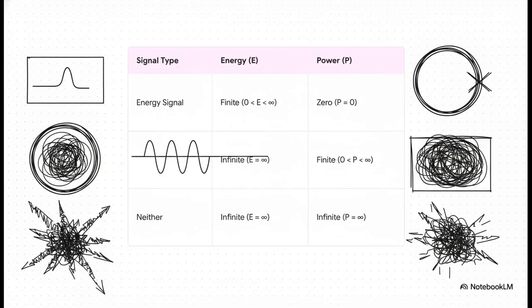Now, what if the energy is infinite? Then you move on to calculate power. If the power is a finite positive number, it's a power signal. Think of something that goes on forever, like a perfect sine wave. And finally, if both the energy and the power turn out to be infinite, well then it's classified as neither.